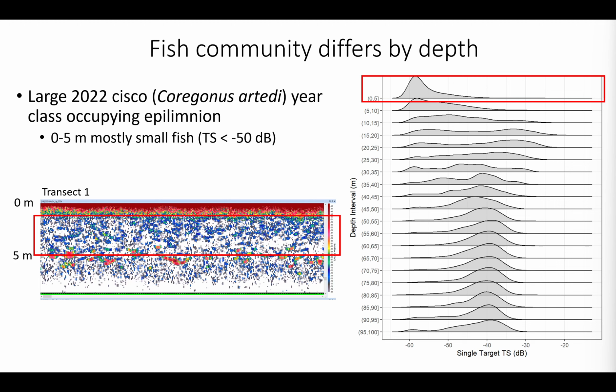Each of these are 5 meter depth bins, and these are the target strength of those single echo detections of fish. And so you can think of this as when you see a peak that's kind of towards the left end of the x-axis, those are target strengths that are consistent with young of year. So because of that, what you can really see jumps out is in that top 5 meters, it is very much those young of year fish, or sizes consistent with young of year fish, that we are seeing in those top 5 meters.